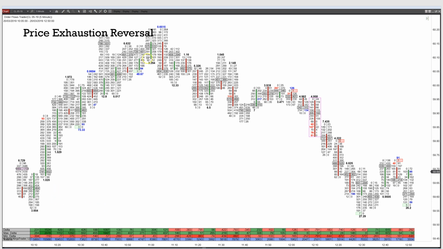You get up here towards the high. Notice you get the big delta here at 1000. Then it gets small, right? 139, 76, 93, 304, 121. So at this point, it's already getting weaker. The negative deltas start appearing right before the market sells off.